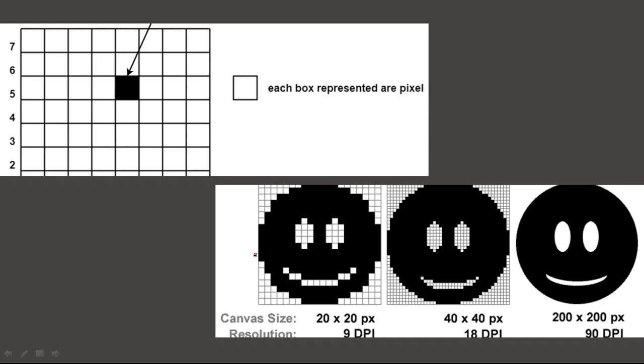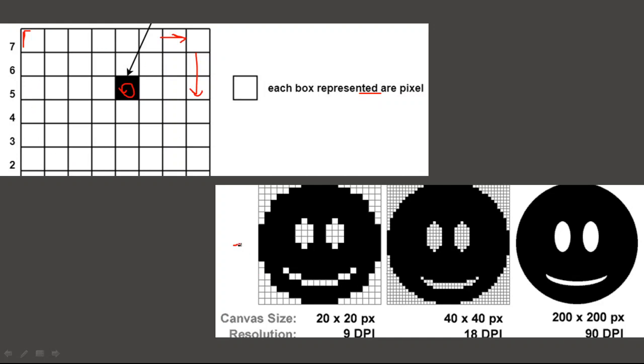Next, look at this image. This whole thing is a screen. Can you see the rows and columns here? This is the row and this one is the column. Look at this box. This box represents a pixel. All the boxes here represent pixels, and adding them all forms a screen.